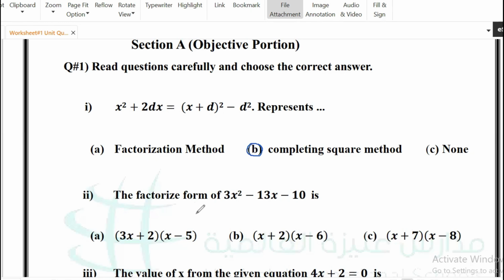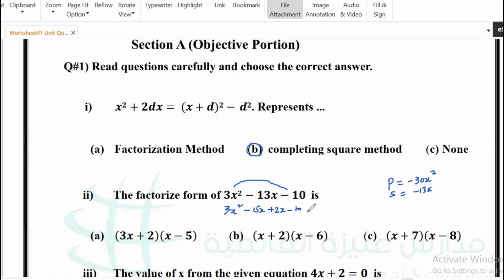Next, the factorized form of 3x square minus 13x minus 10. We will think about the product, which is minus 30x squared, and the sum is the middle value, minus 13x. Basically the factors of 30 will work for us, so 15 and minus 2 will work, that is 13, and 15 into 2 is 30 as well. That means we can write this equation as 3x squared minus 15x plus 2x minus 10.